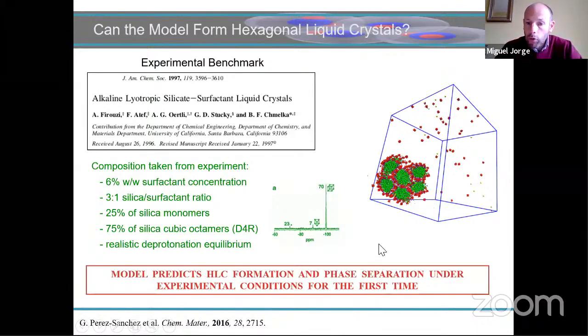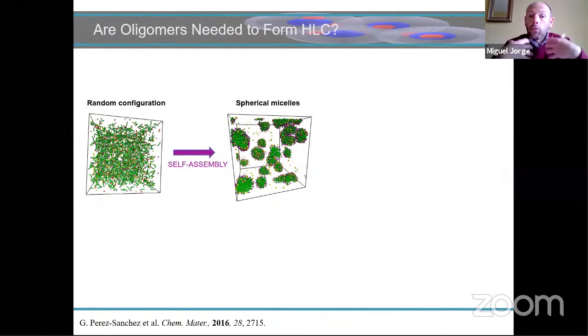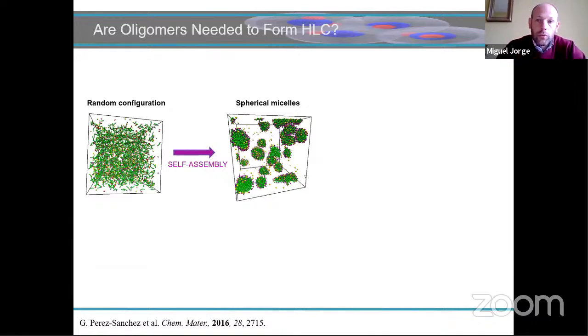And this is the first model that was able to do this under realistic experimental conditions. So we were happy with this achievement. We published that in Chemistry of Materials in 2016. But then we did a bit more. We tried to understand the physics of why this happens. Okay, why does the silica enable this formation of hexagons?